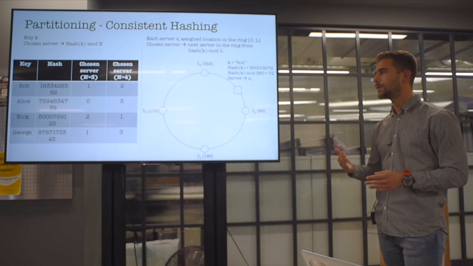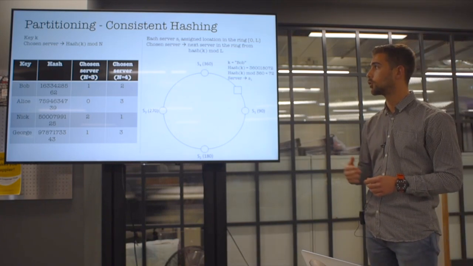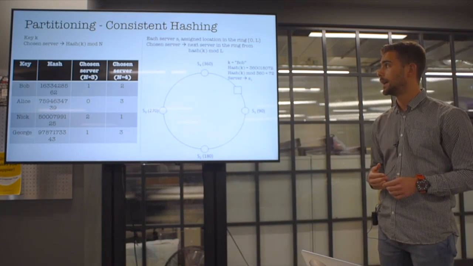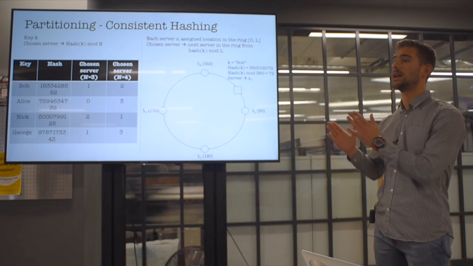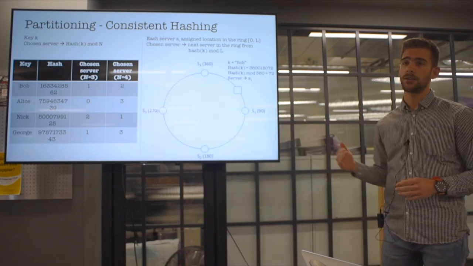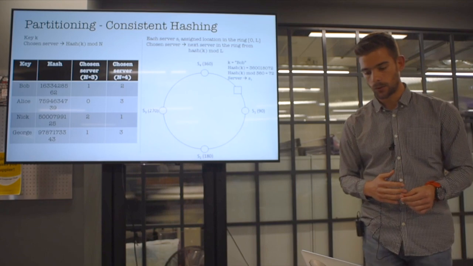And one way to do that, again, is to maintain a sorted mapping from numbers to the servers. And then with a binary search, you can find which server is the right one in a logarithmic way.